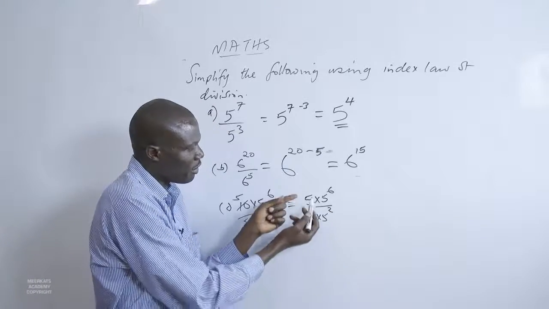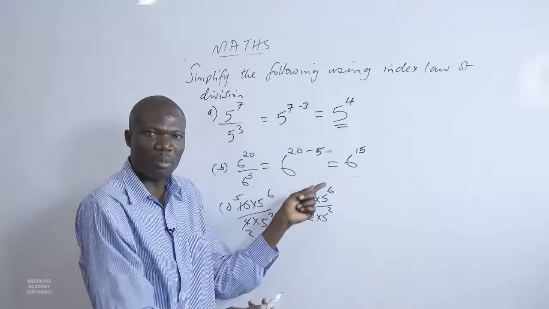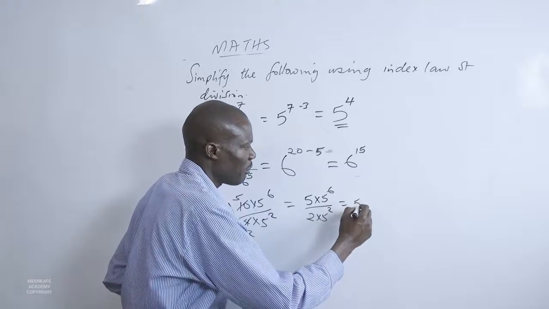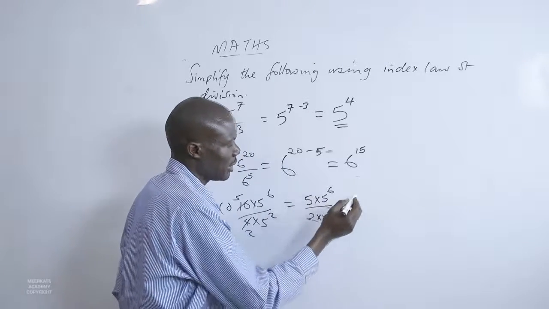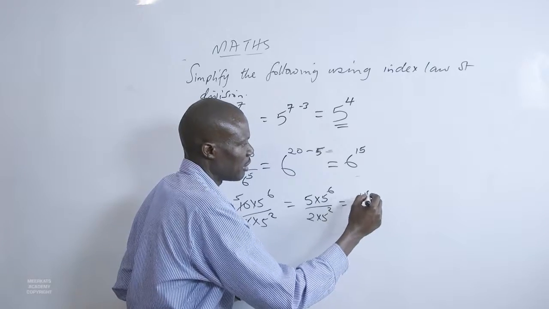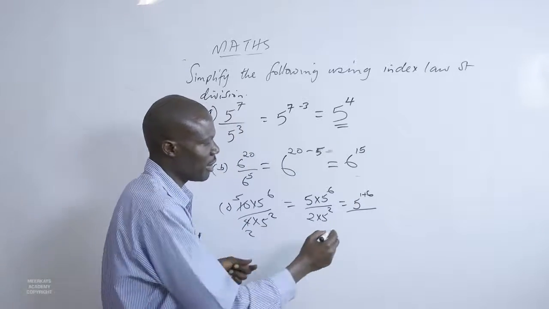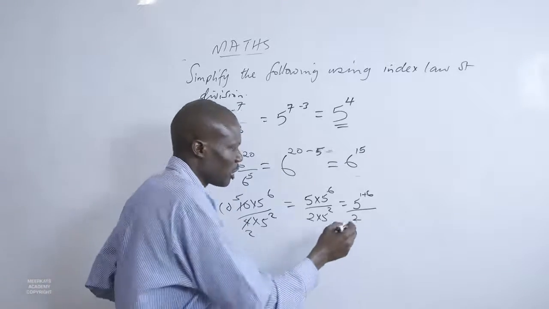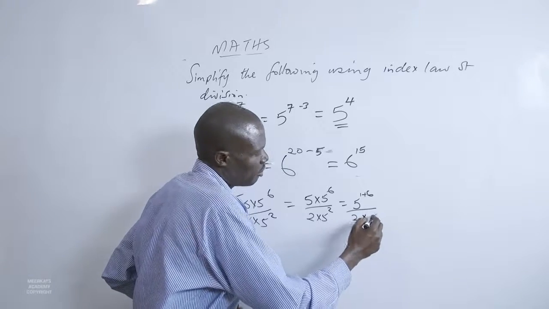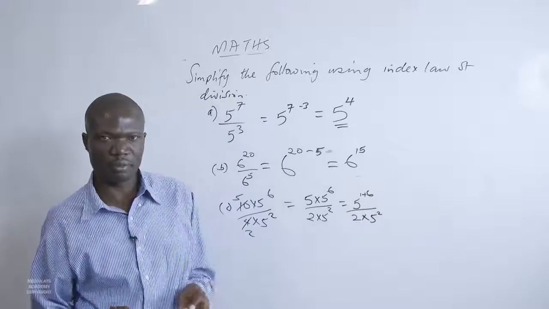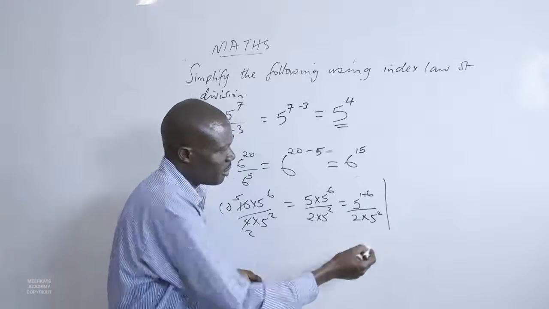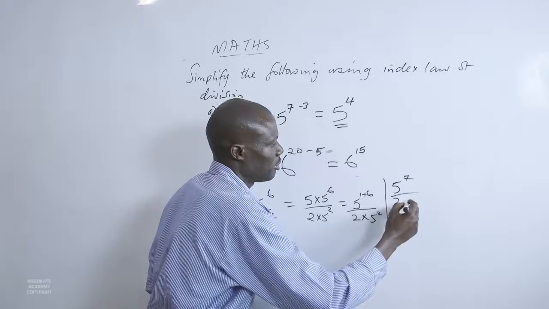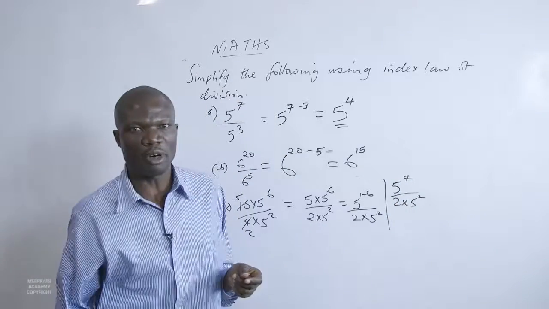The base is 5, the power is 1. The base is 5, the power is 6. So the numerator can be put together to form 5 raised to the power of 1 plus 6, which gives us a total of 7. And then the denominator remains 2, because the base 2 is not the same as the base 5. So we shall just continue, times 5 raised to the power of 2. Now from here, we combine. This will be 5 to the power of 7 divided by 2 times 5 to the power of 2.